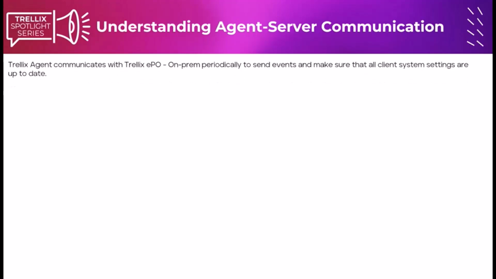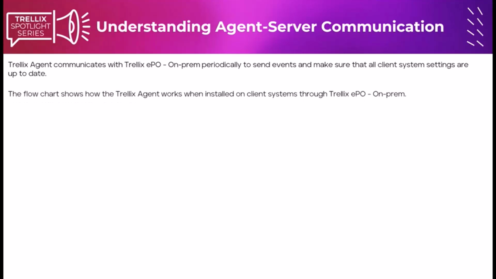Trellix Agent communicates with ePO periodically to send events and make sure that all the clients are up to date. These communications are referred to as agent server communication. During each agent server communication, the agent collects its current system properties as well as events that have not yet been sent, and sends them across to the ePO server.